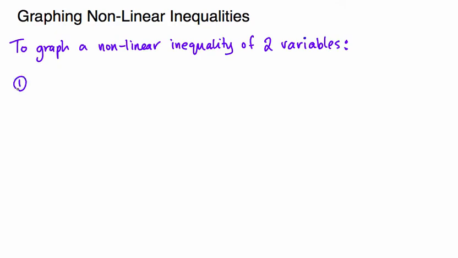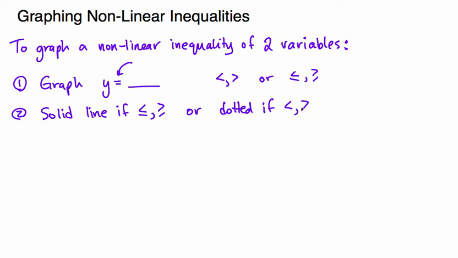So to graph a nonlinear inequality of two variables, we use a really similar approach to what we did with the linear system. First of all, you graph that equation, y equals whatever, as an equals instead of less than or greater than, or less than or equal to, greater than or equal to. And then step two is you decide if it's going to be a solid line or a dotted line. Of course it's a solid line if it's less than or equal to, greater than or equal to, or a dotted line if it's not equal to that line.